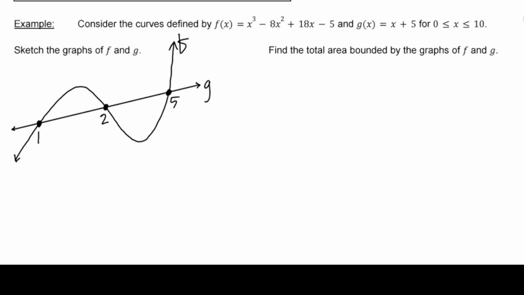Okay, at first, f is on top and g is on bottom between x equals 1 and x equals 2, but then it switches, right? And g of x, the line, is on top of the curve from x equals 2 to x equals 5. So I'm going to need to take two separate integrals.